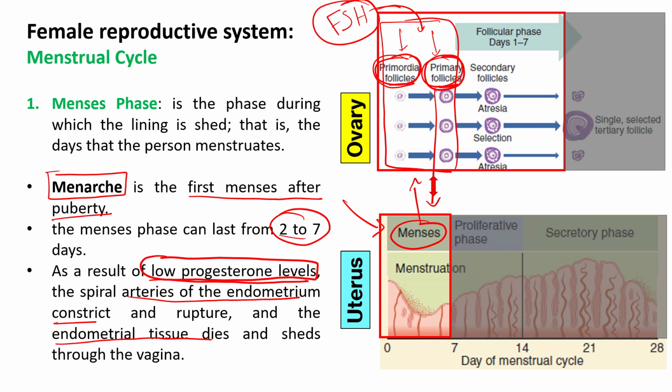After, let's take 7 as an average. Let's say that now we have the follicular phase. In this follicular phase, we now have secondary follicles. So when we start having secondary follicles, that means that the cells that form these follicles will now produce hormones. And these hormones are the ones that are going to stimulate the next phase in the uterus. So let's look at that now.